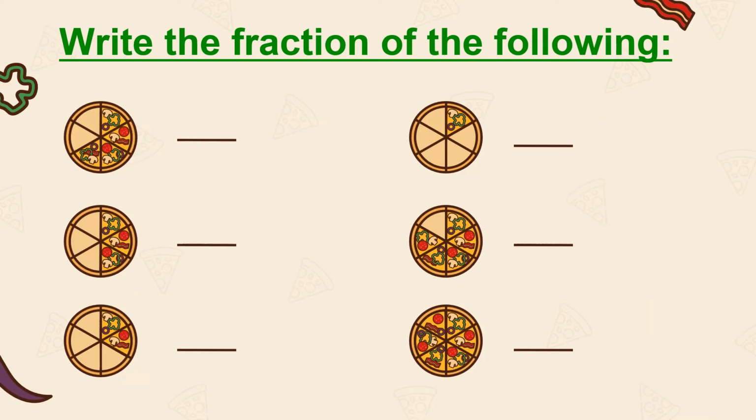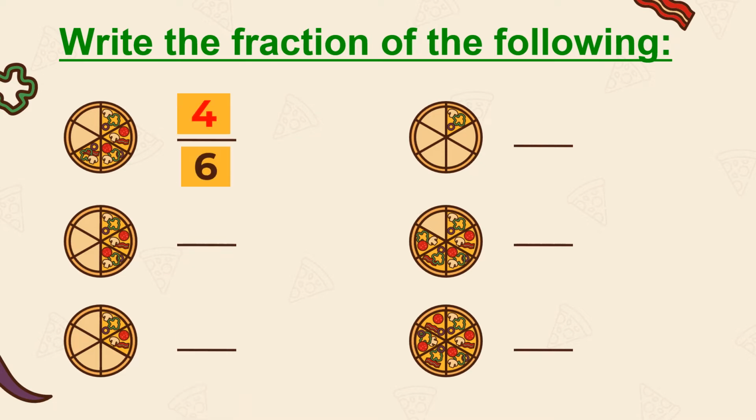Write the fraction of the following. So we are going to search for the numerator and the denominator in each one. So in the first pizza, the total parts are 1, 2, 3, 4, 5, 6. How many colored parts? 1, 2, 3, 4.